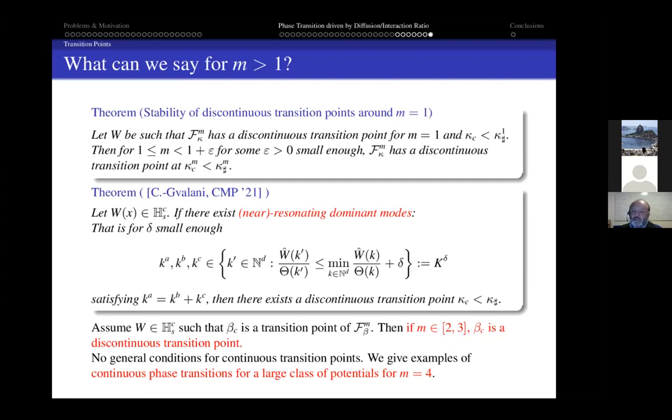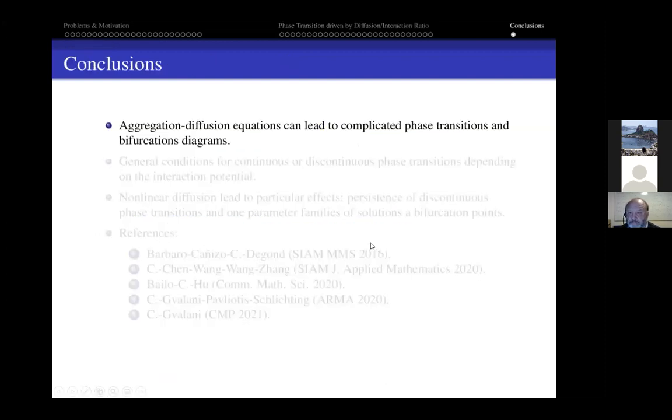So there are no continuous transition points. While for M equals 4, we are able to show that for a large class of potentials, we have continuous phase transition. So still, for nonlinear diffusion, it's not that clear under which conditions you have either one or the other. But this continuous transition point seems to be more pervasive than in the linear diffusion case.